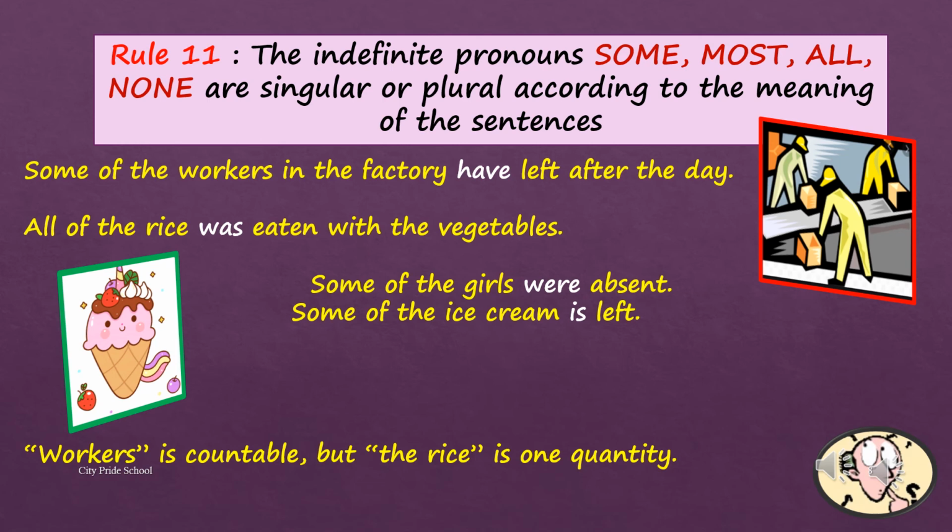Next one, third one: some of the girls were absent. Here I am using it again as the plural form. Some of the ice cream is left. Workers is countable, but the rice is depending upon the quantity. Again the same for ice cream also. So in that case we have used it as the singular.